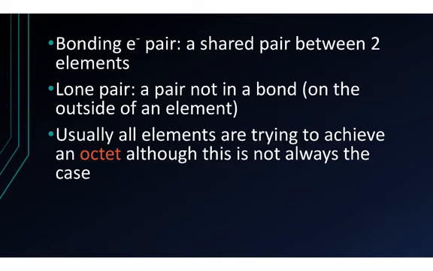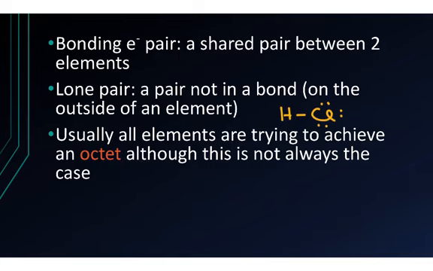I'll give you an example here. Let's say I had an HCl and I had electrons around the outside of the chlorine showing the electrons here. The line represents the bonding pair, whereas the dots on the outside of chlorine are the lone pairs. Usually all elements are trying to achieve an octet, although this is not always the case.